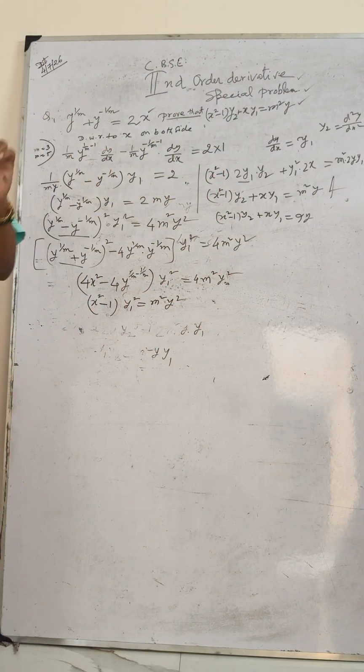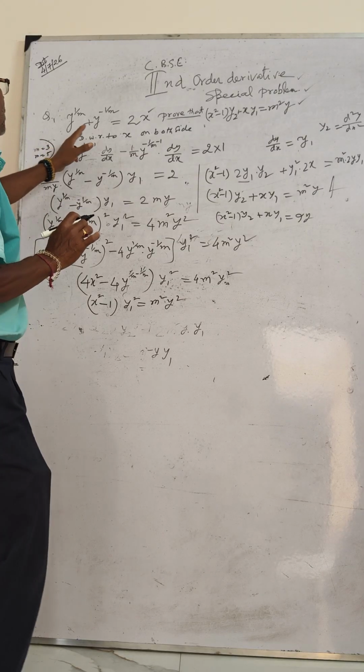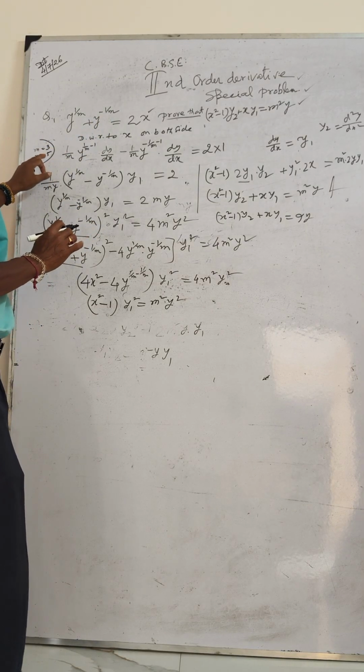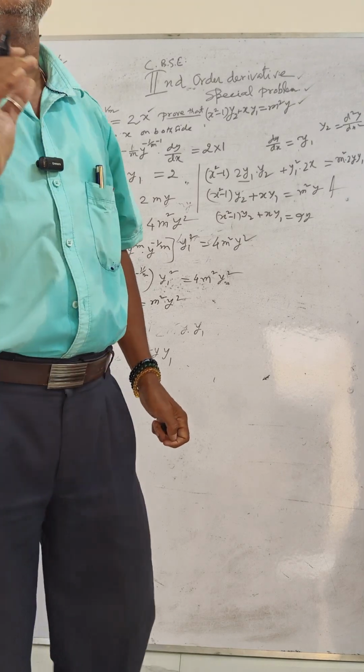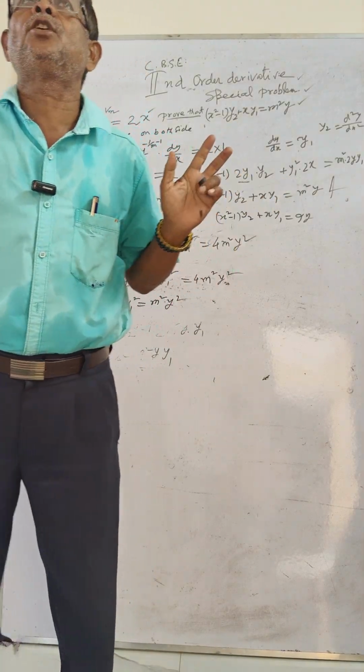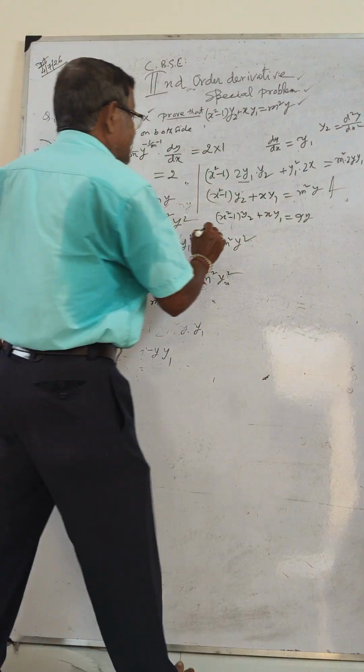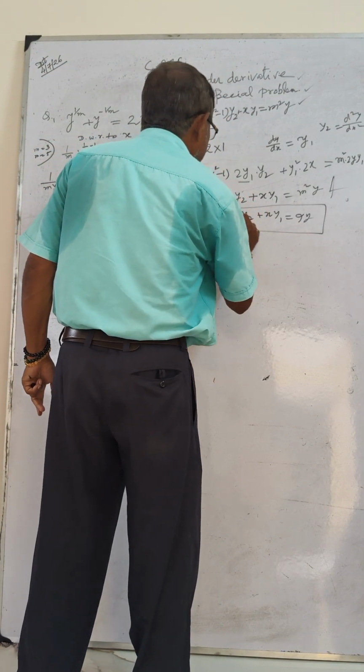In case of 5, that will be 25 into y. Now this is a very simple example to remember. When m is equal to 5, m is equal to 3 is given, m is equal to 7 is given, I can easily make sure that the answer is right or not. Okay, therefore it's proved.